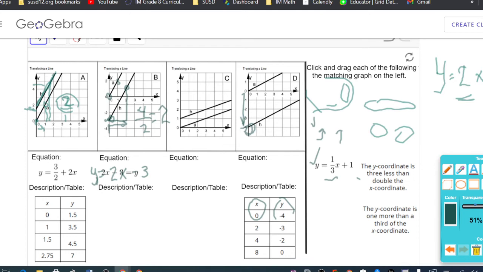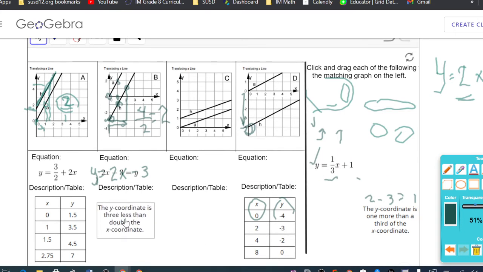Okay, what is the description of this then? Let's try these two. The y-coordinate is 3 less than double the x-coordinate. Okay, let's just try it. Let's just say x equals 1. The y-coordinate is 3 less than double the x-coordinate. So if x equals 1, double the x-coordinate is 2, and the y would be 3 less, that would be -1. So if x equals 1, y is -1. Oh, bingo, we got it. That was a little confusing, but we got it. So let me move this description to its proper place right there.